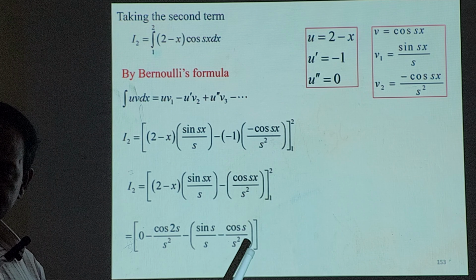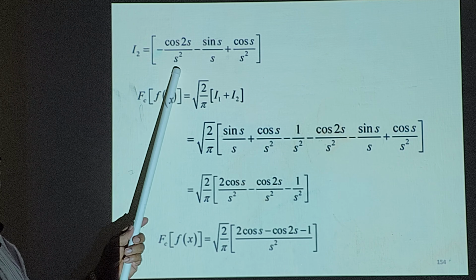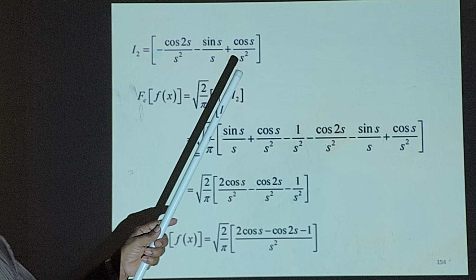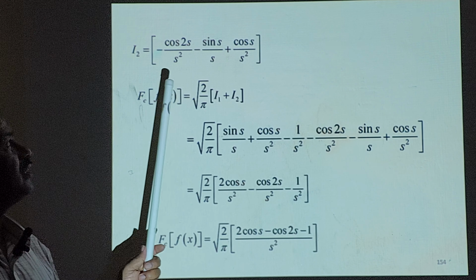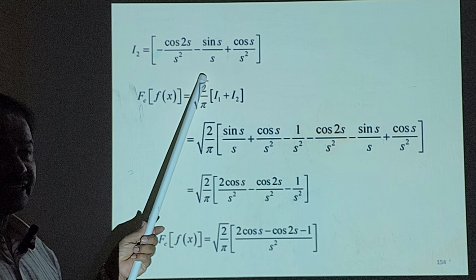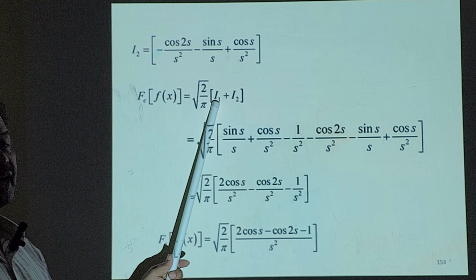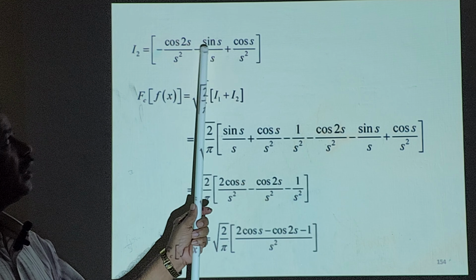We can combine these two. So I have done the same thing here. This is an s square term and this is an s square term. We can combine, or otherwise we can write as it is. And this is the result of the second integral. So now the total integral will give us root of 2 divided by pi times I1 plus I2. This is for I1 and this is for I2.